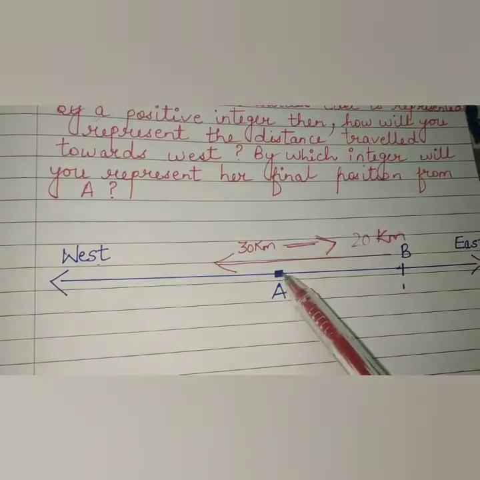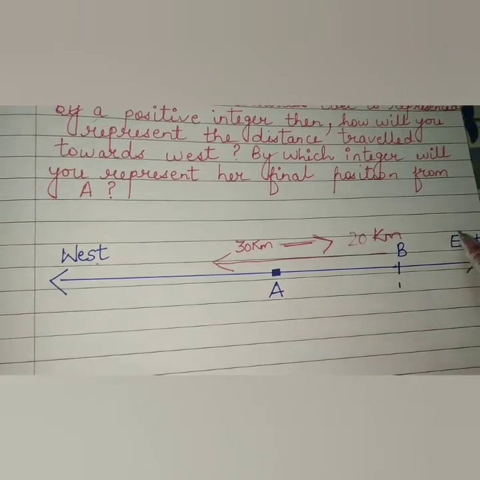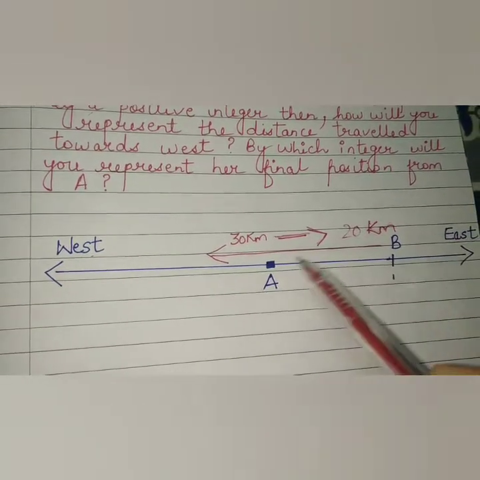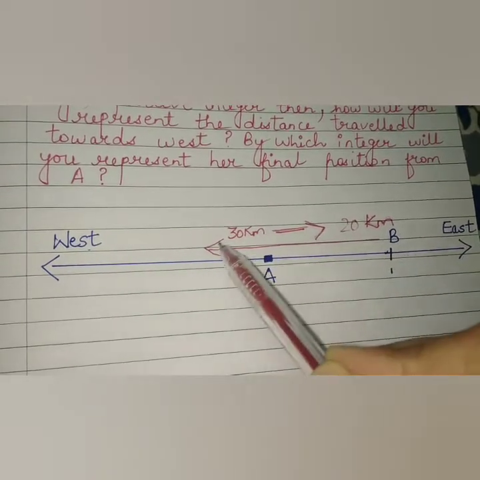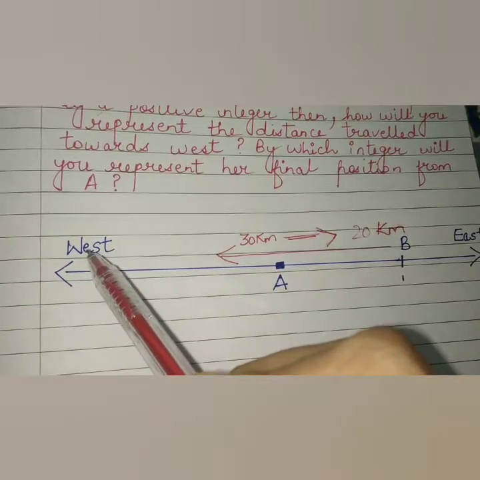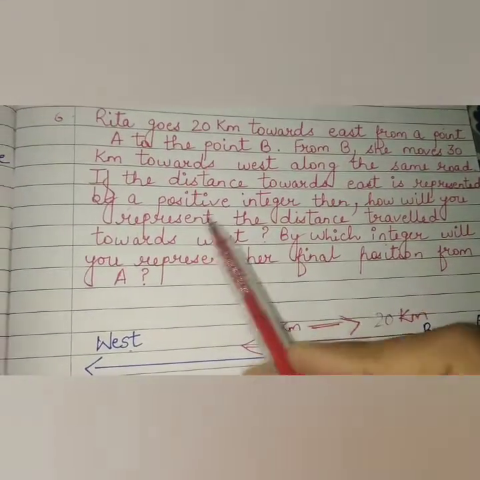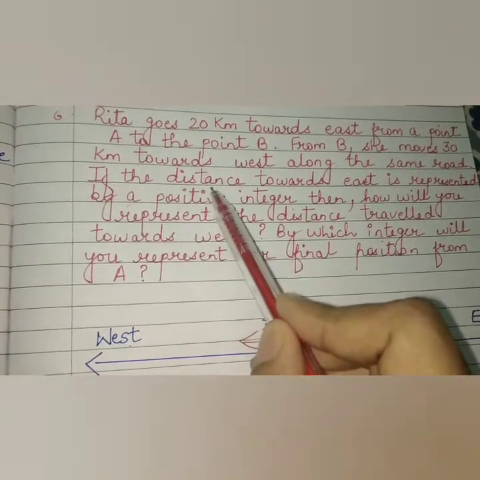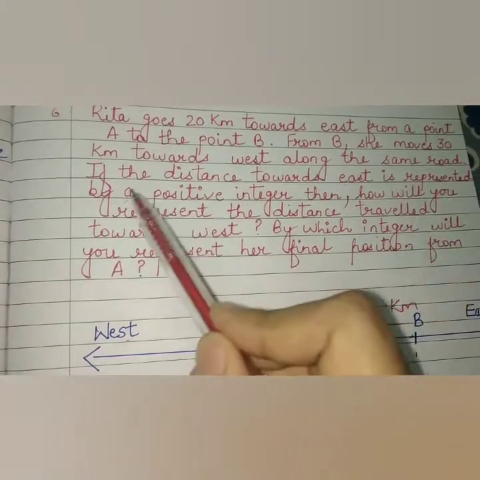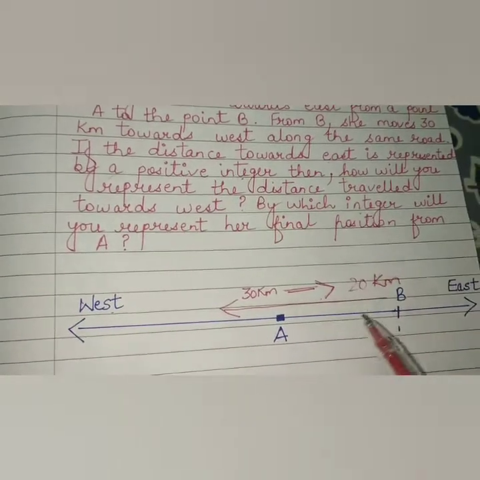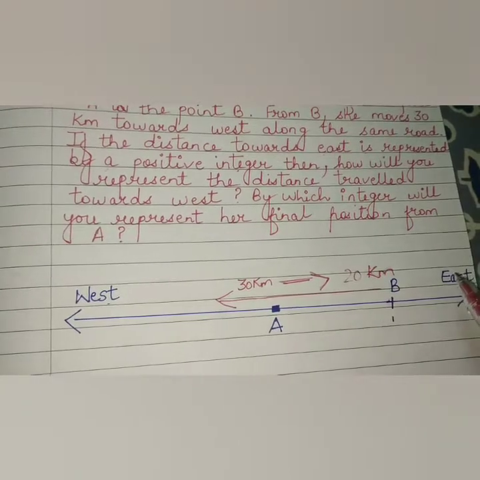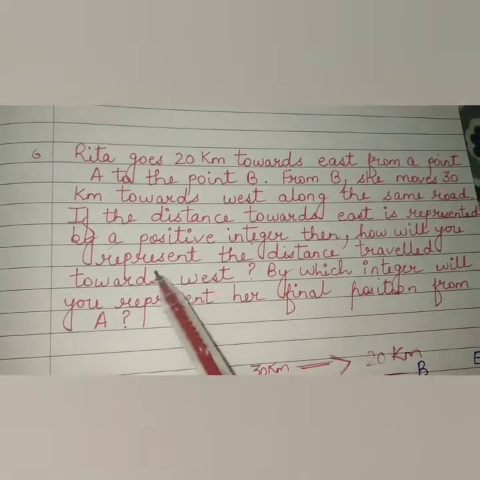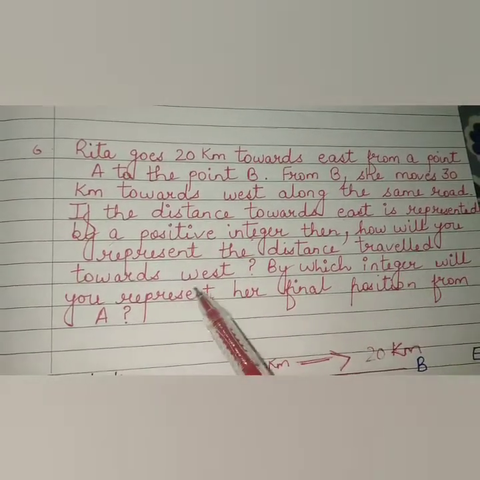Okay, so what do we understand from this? From point A, Rita moves 20 kilometer toward east, from point A to point B. Now from point B, she moves 30 kilometer toward west. Now what they have given in the question: if the distance toward east is represented by a positive integer, then how will you represent the distance traveled toward west?